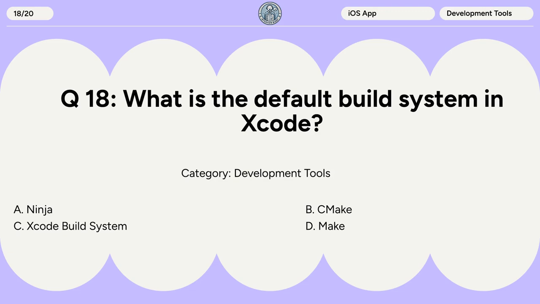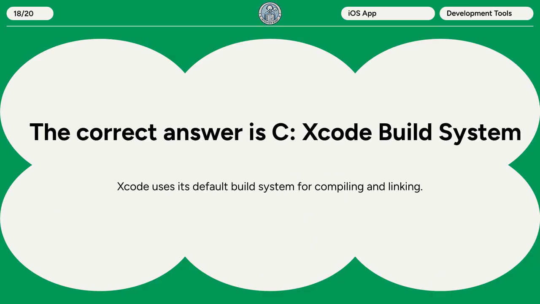Question 18. What is the default build system in Xcode? A. Ninja. B. CMake. C. Xcode build system. D. Make. The correct answer is C. Xcode build system. Xcode uses its default build system for compiling and linking.